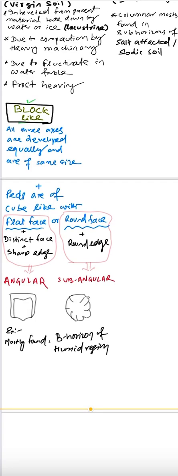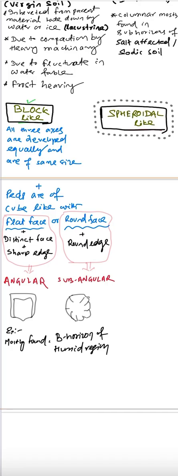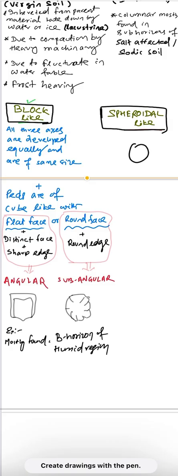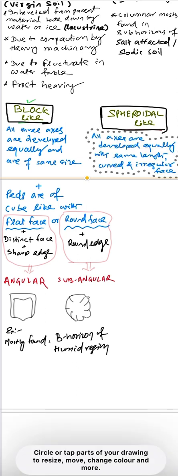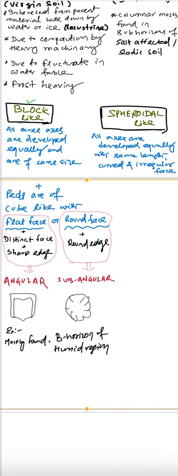Now coming to the last soil structure, that is the spheroidal. Spheroid means round, where the peds are round in shape. Round means all three axes are equally developed with the same length, but it is curved, and there may be irregular faces present. That means it looks like this. Irregular faces will be there. It looks like this. Okay.